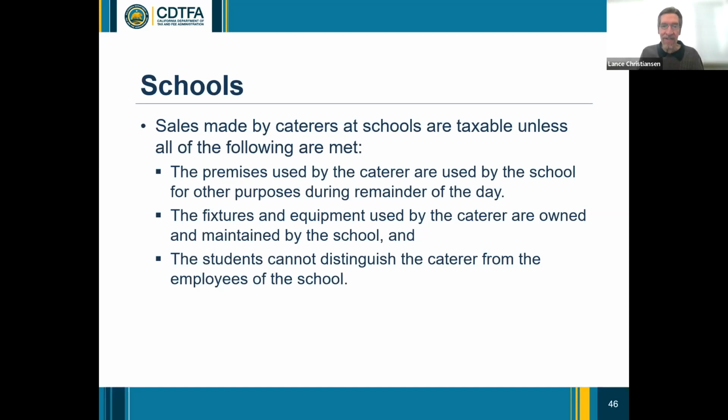That is one of the implications. And then can the students distinguish between a caterer and an employee of the school? They shouldn't be able to. So what this comes out to is, if the Domino's pizza truck rolls in, they're using their equipment, they're dressed as Domino's employees, and you're not using that trailer the rest of the day in your normal school purposes, that's a different story. They need to charge tax. But if they're working on behalf of the school, hopefully they would have those other implications covered.